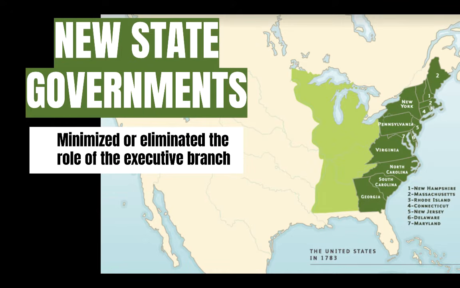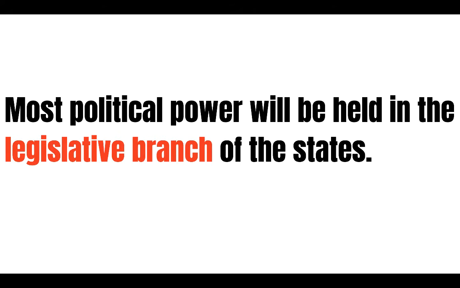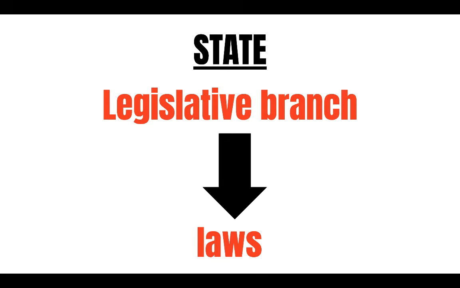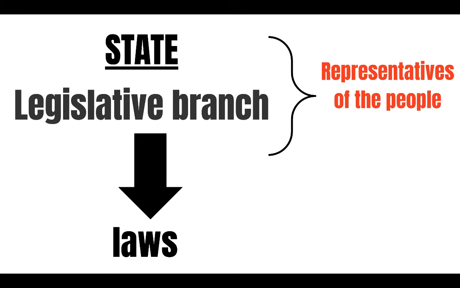Most state governments minimized or eliminated the role of the executive branch, not a lot of power delegated to the governors of states, and most political power will be held in the legislative branch of the states. The legislative branch was often viewed as the most important branch of government. This is where laws would be made, and the idea behind this was the legislative branch was filled with representatives of the people of that state. Power held in the legislative branch would mean the government would be held accountable by the people, or at least the white male property owners that could vote in each state.